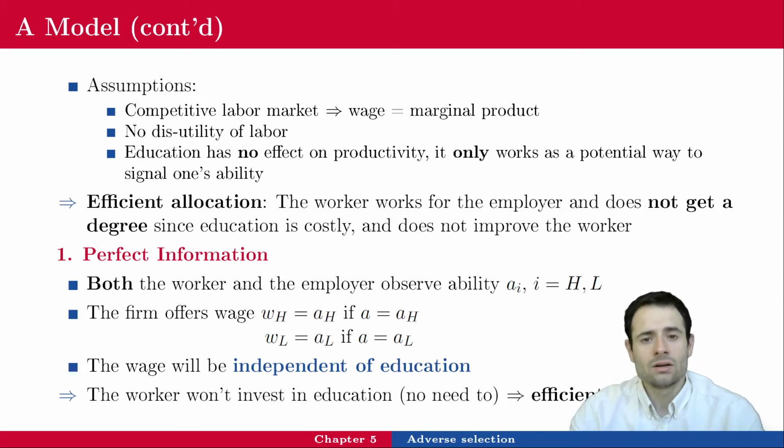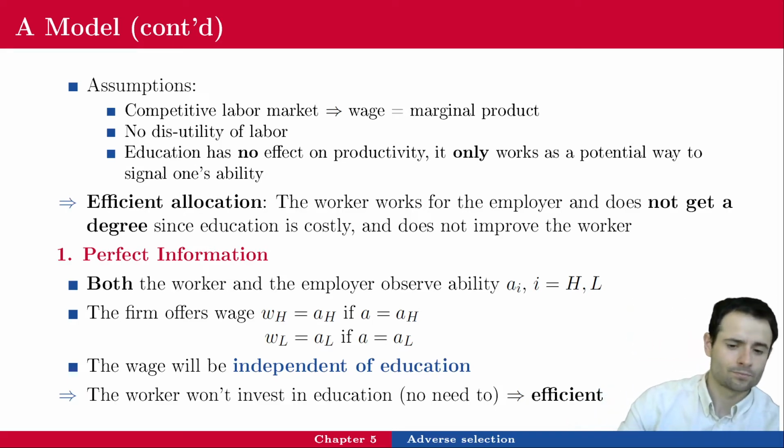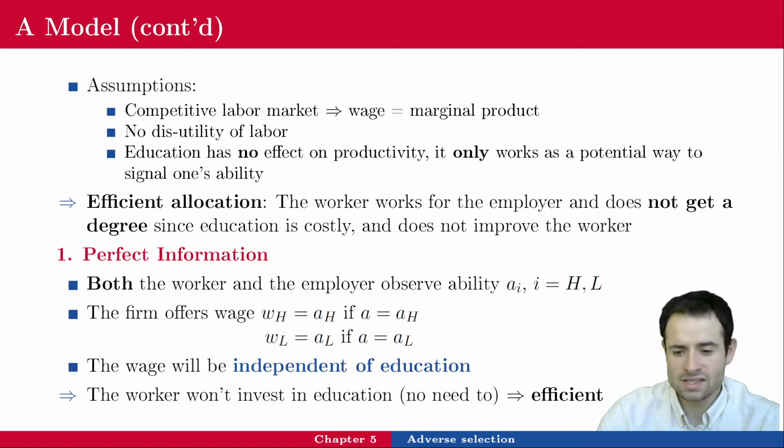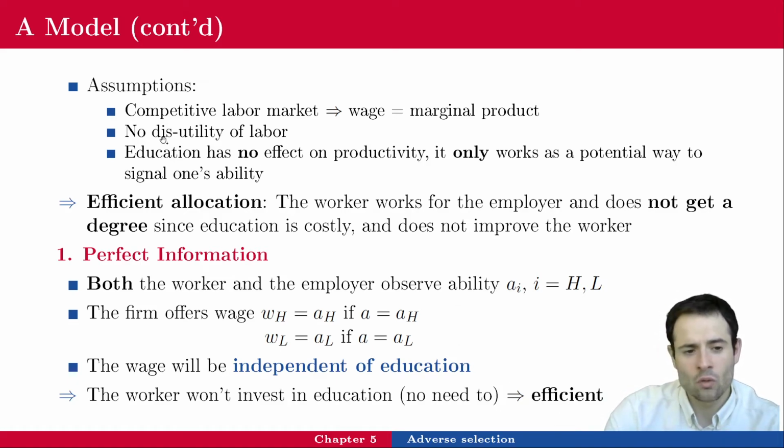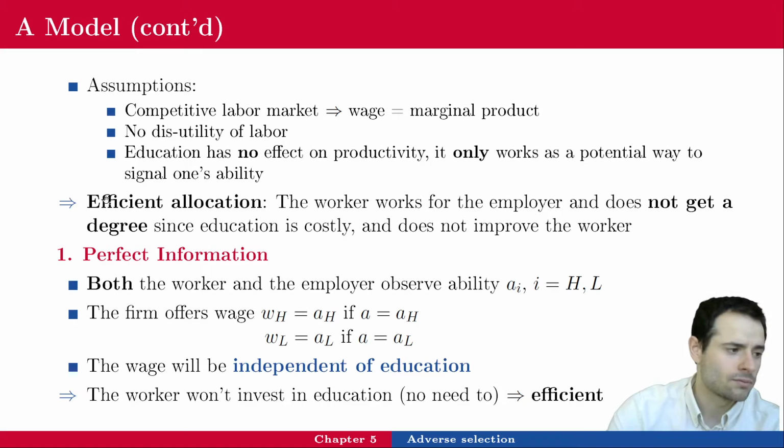And here, we also have to look at the worker's decision to get an education or not. Will the worker get an education? He doesn't need to. His wage will not depend on whether he went to Harvard or not, because the employer can see if he is good or bad. So, no need for an education. The wage will not be affected by that. Note that this is efficient according to the original efficient allocation.